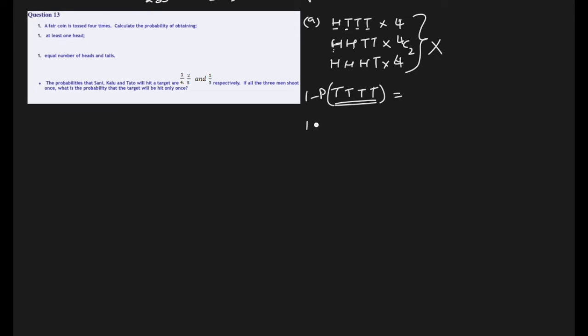So we will be getting 1 minus the probability of all tails. It's a fair coin, right? Half for the first tail, half for the second tail, half for the third tail, half for the fourth tail. So it comes out to be 1 minus 1 over 16, which is 15 over 16. This is the answer of part A.